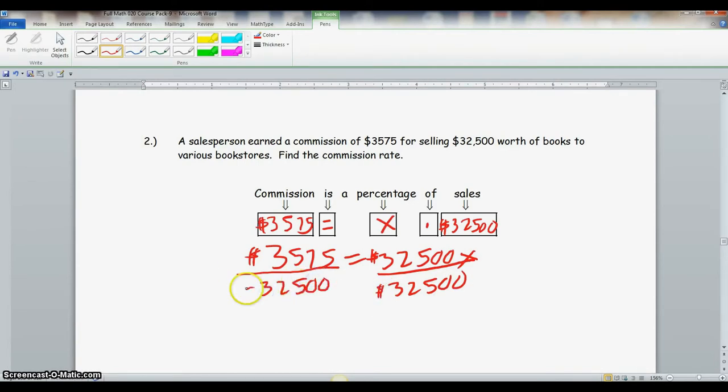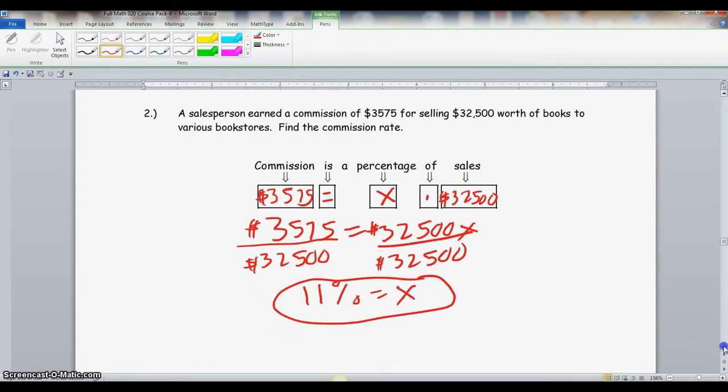Now, we'll put this in our calculator. We had 3,575 divided by 32,500, and that would give us 11%. That is our percentage for our commissions.